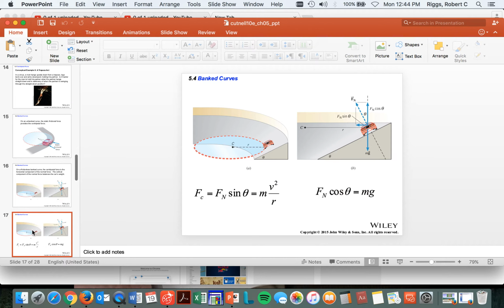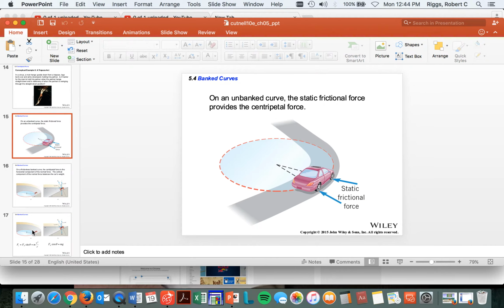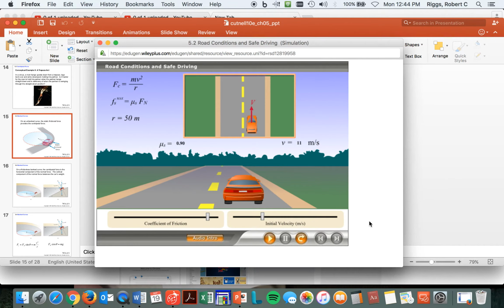That's what's pushing the car towards the center. So in other words, on a banked curve it's the static frictional force. Let's take a look at this little video here. All right, so we're moving along. Static frictional force is mu of s times f of n. So here we go. Initial velocity.